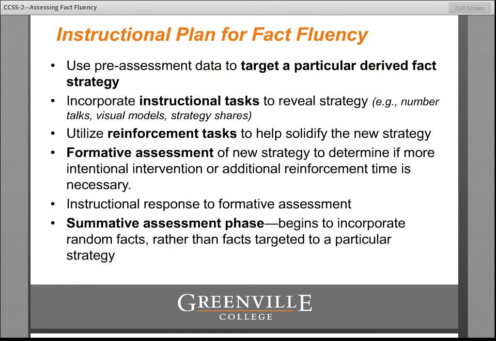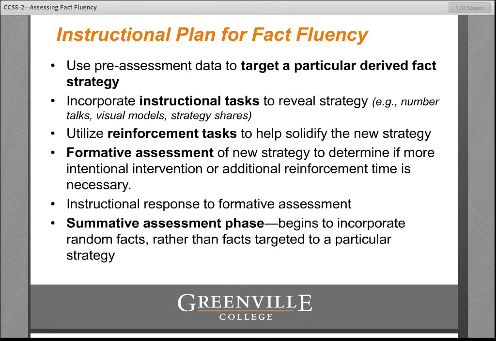A general instructional approach to fact fluency then is to target a particular derived fact for a sequence of approximately 3 weeks. Then you gather some assessment data about to what extent they've shown growth and whether you want to stick with that for longer or whether they're ready to move on to another particular strategy.